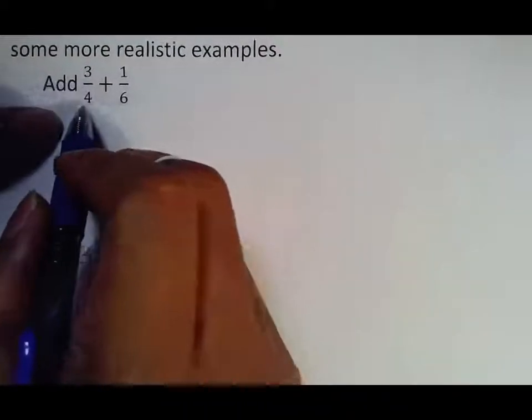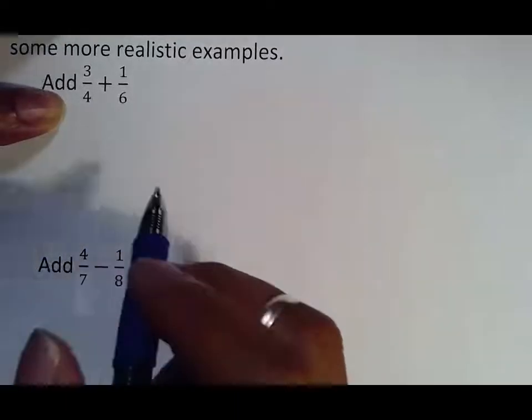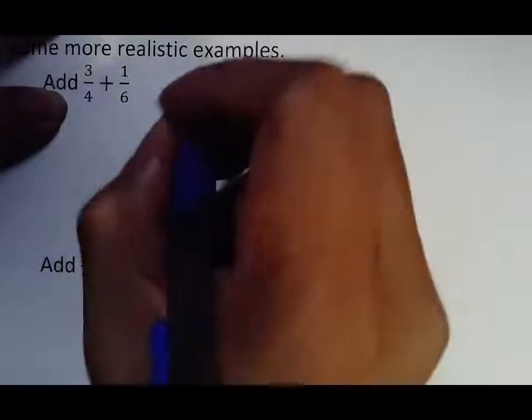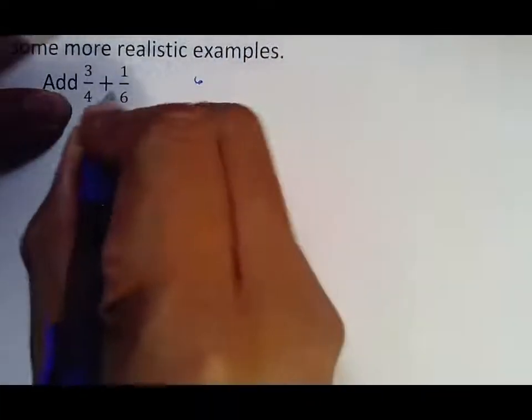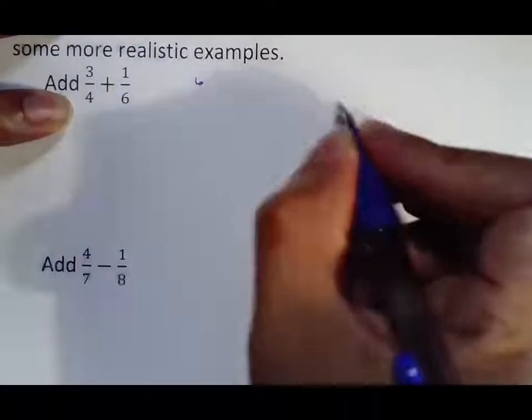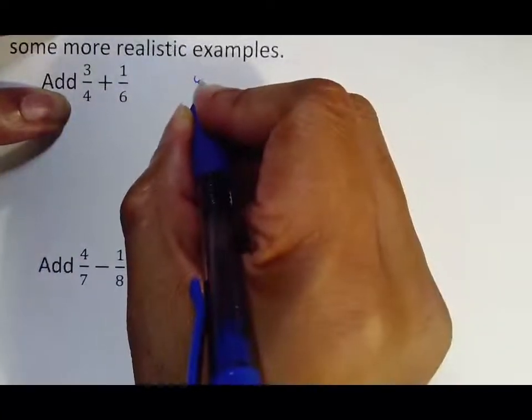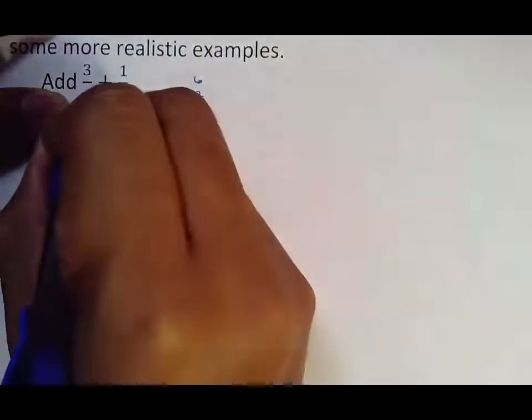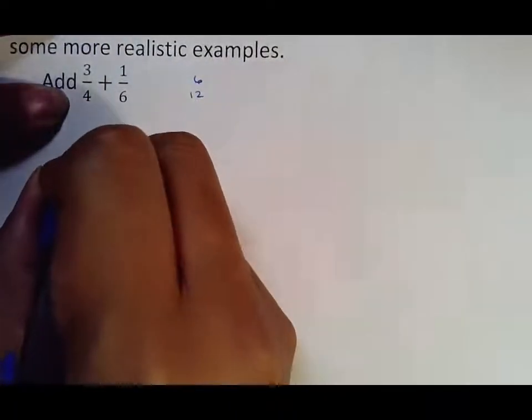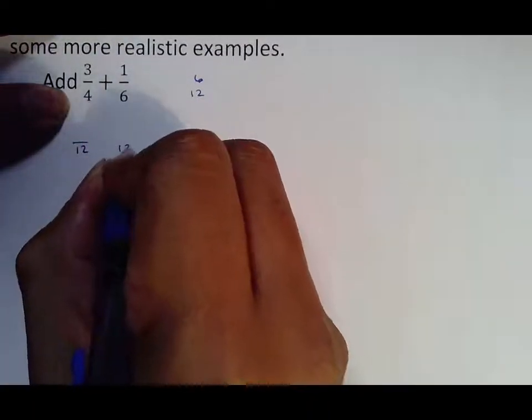3/4 and 1/6. What we have been taught to do is to focus on the bigger number and count by that number until you find something that 4 goes into. Well, 4 doesn't go into 6. The second multiple of 6, which would be 6 times 2, is 12. 4 does go into 12, and so that is my common denominator.